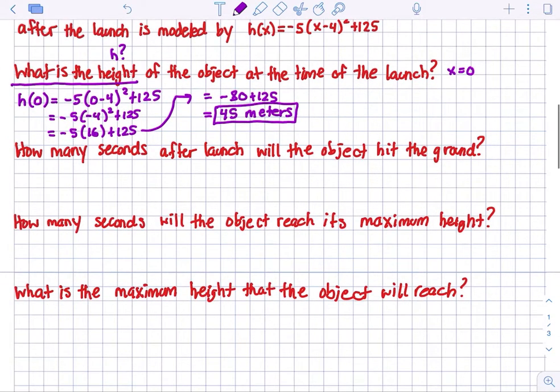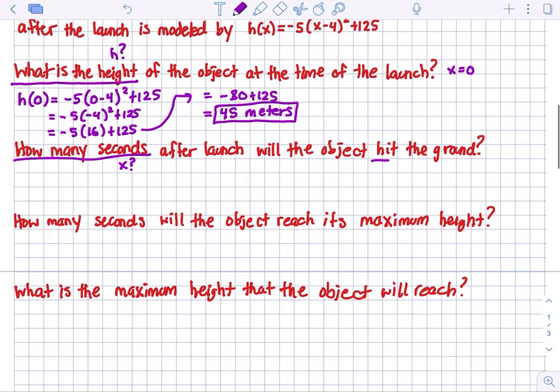Okay, let's look at the next one. How many seconds? When you read how many seconds, they're asking for your x value. So they want you to solve for x. After the launch, will the object hit the ground? When it hits the ground, what is the height of the object? That's when h of x is equal to 0.